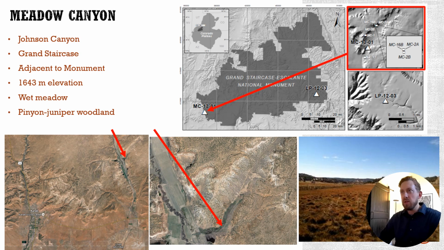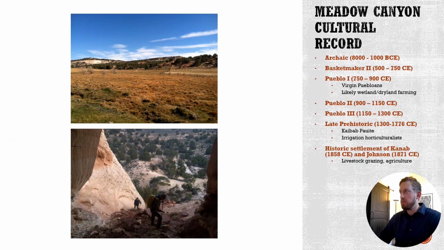On to the second study site, we have Meadow Canyon and Johnson Canyon. This is in the Grand Staircase and adjacent to the monument. This is at a lower elevation in a wet meadow and a pinyon juniper woodland. The cultural record at this site is unique in that we have the Virgin ancestral Puebloans, likely practicing wetland and dryland farming between Pueblo 1 and Pueblo 3 times.